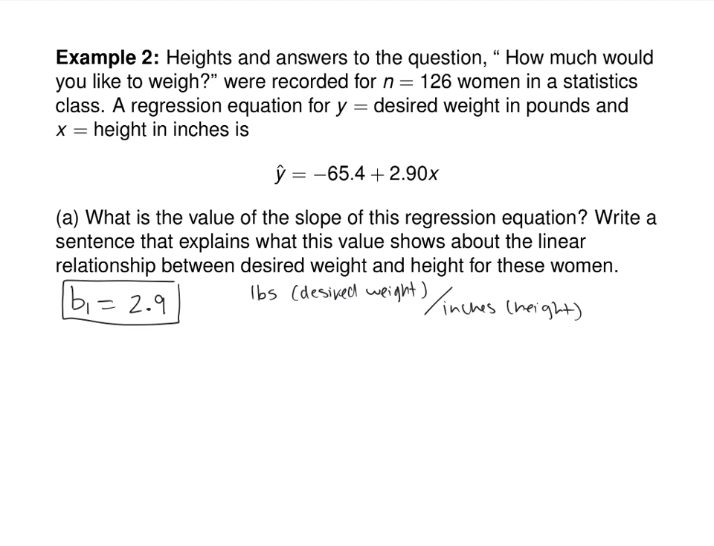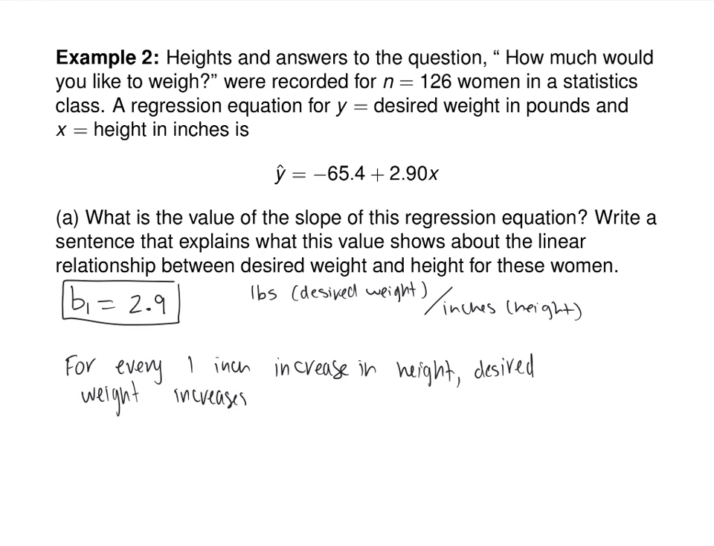2.9. 2.9 pounds on average, right? That's what they think. So for every 1 inch increase in height, desired weight increases 2.9 pounds.